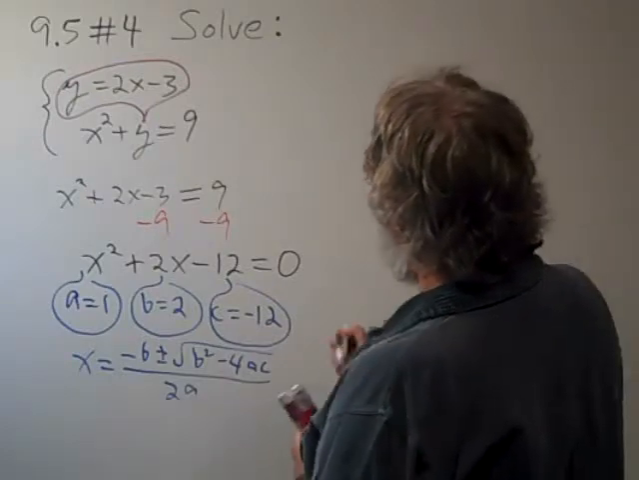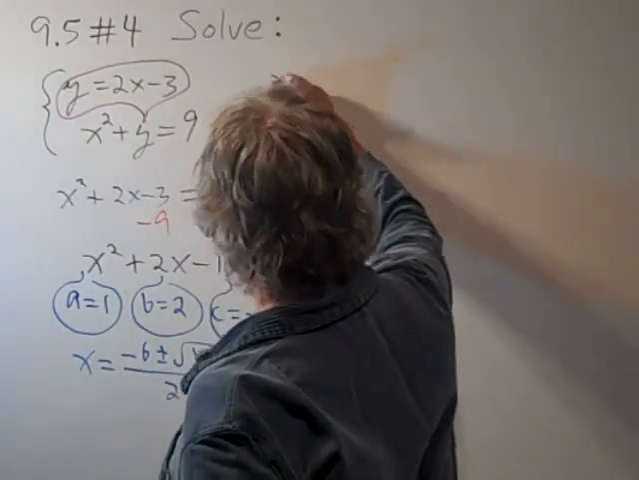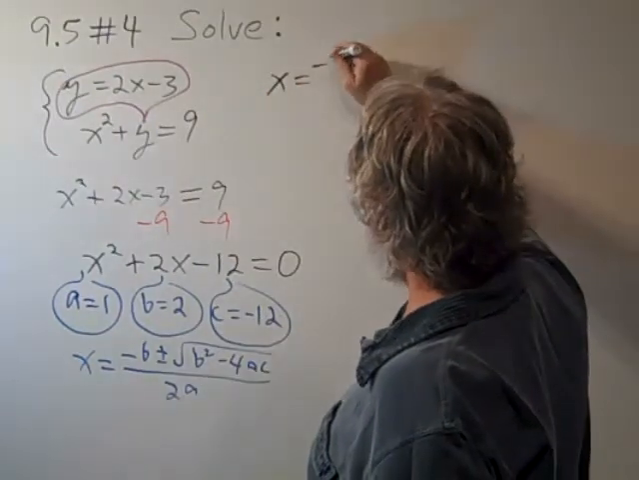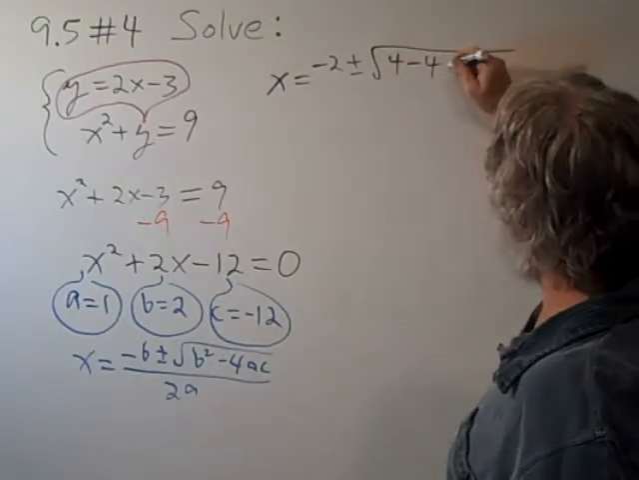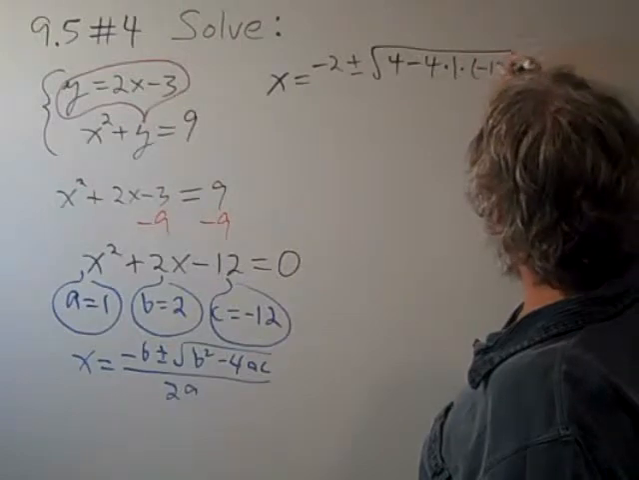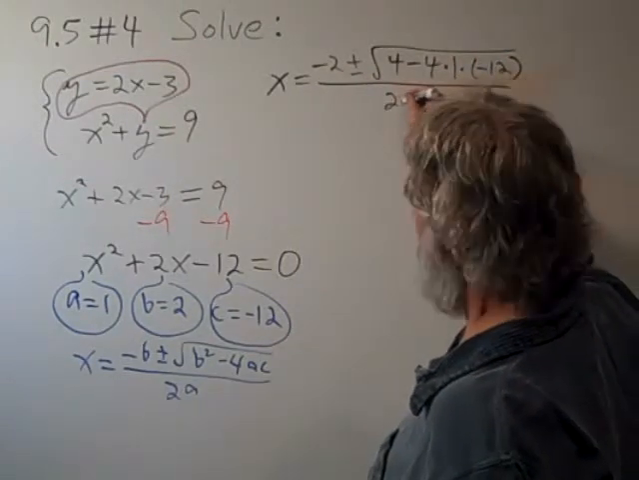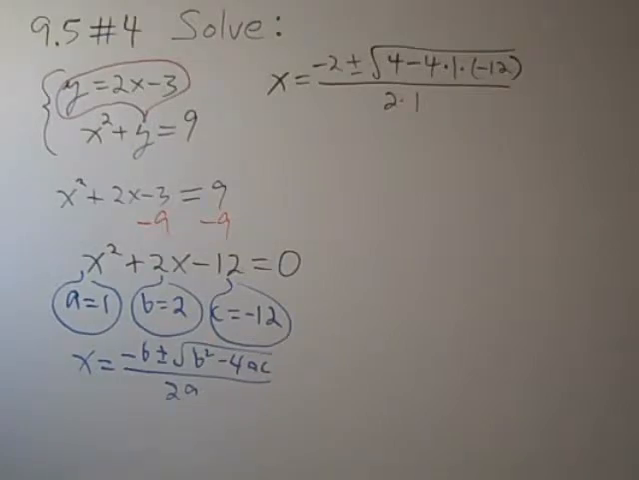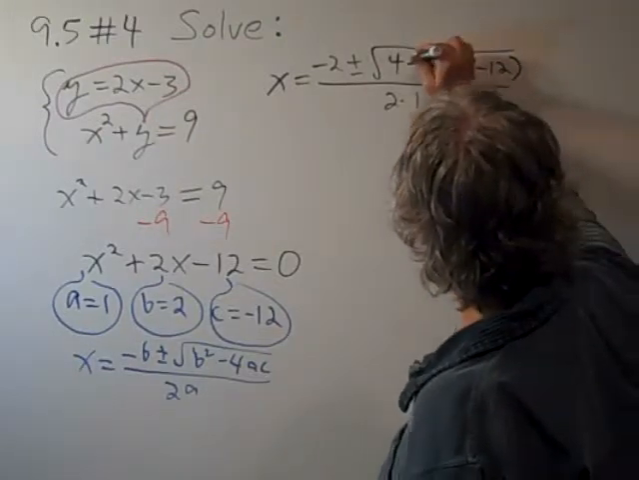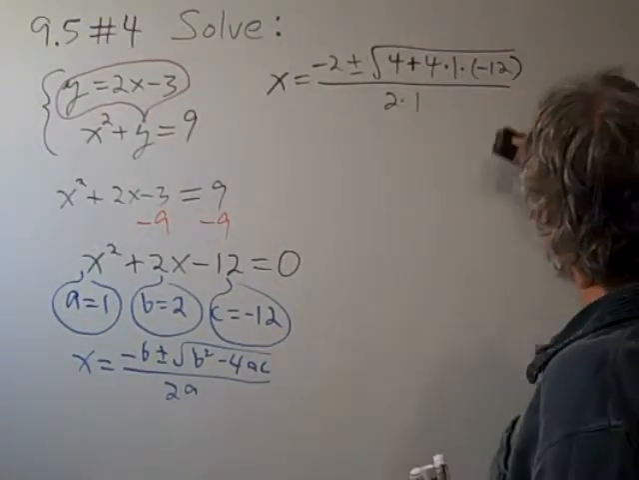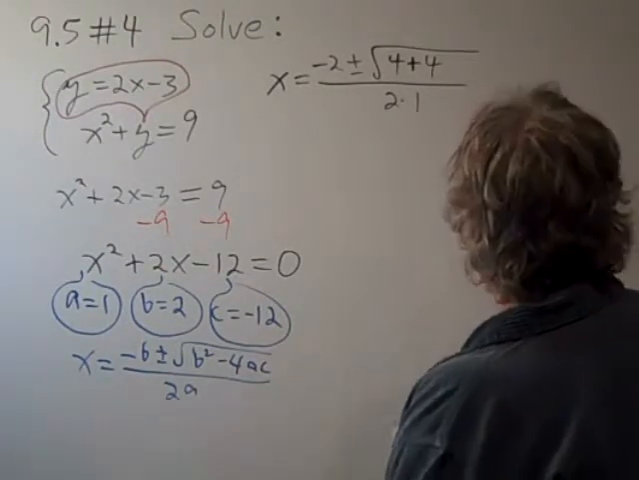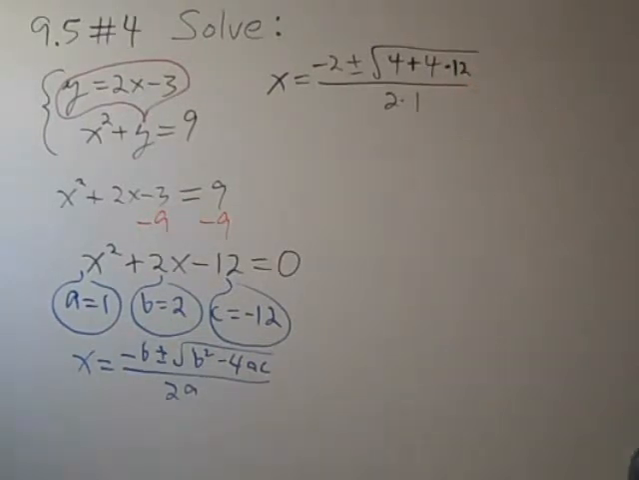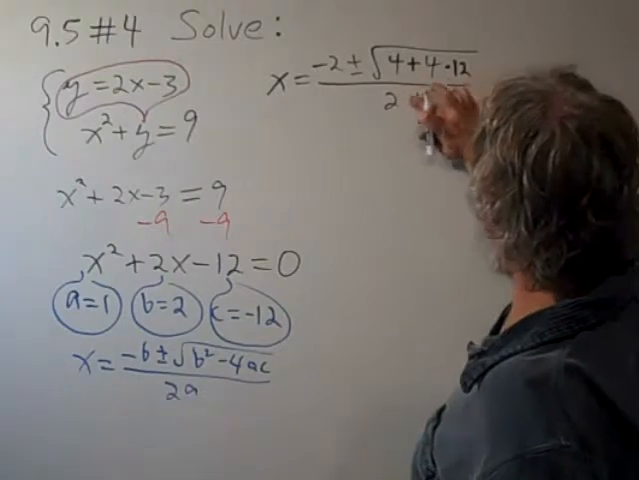Okay, so we have x equal negative b, that's negative 2, plus or minus the square root of negative 2 squared is 4, minus 4 times a, which is 1, times c, which is negative 12, all divided by 2 times a, which is just 1. In the numerator, we've got a negative times a negative, which makes a positive, and so we have 4 times 12 up there, and times 1 we don't have to put.